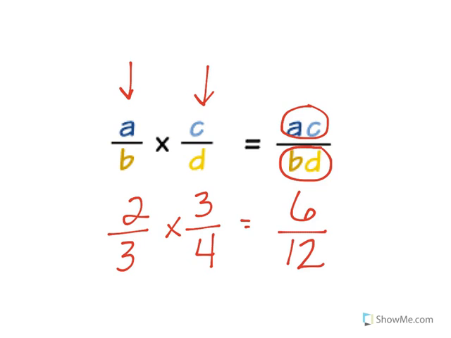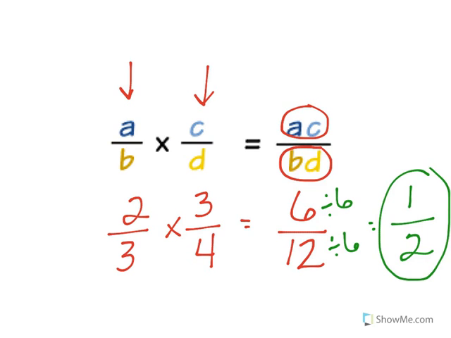Well, I did solve the problem correctly, but I need to go one step further. I need to look at 2 things. Is my answer an improper fraction? No, it's not. So I'm going to continue to the second question. And the second question is, can that fraction be reduced? And it can. And the greatest number that can divide into 6 and 12 is 6. So 6 divided by 6 is 1, and 12 divided by 6 is 2. So 2/3 times 3/4 is 1/2 in lowest terms. 6/12 wasn't incorrect, but it's not the best answer. 1/2 is really the best answer.